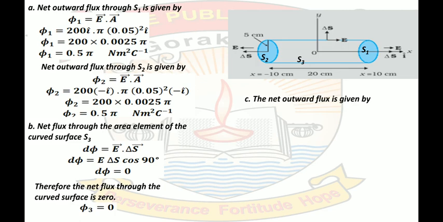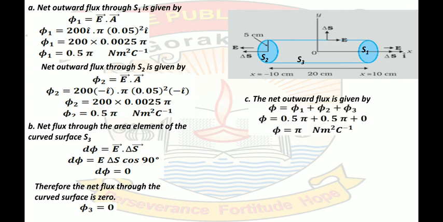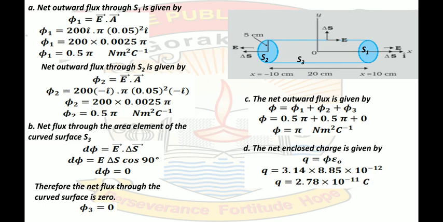Now the net outward flux, obviously phi1 and phi2 both are outward flux, we'll add them, and then we are going to have pi Newton meter square per coulomb. And the last question is what is the net charge enclosed by the cylinder? Then answer is, since flux is equal to Q upon epsilon naught, Q is equal to what? Flux into epsilon naught. The value of flux we have calculated, it is pi. The value of epsilon naught is 8.85 into 10 to the power minus 12. When we multiply, we'll get the value of Q. It is 2.78 into 10 to the power minus 11 coulomb. This will be our final answer.